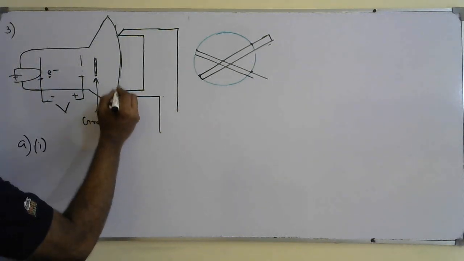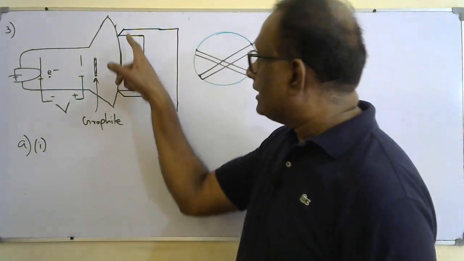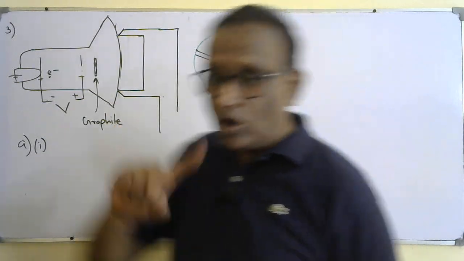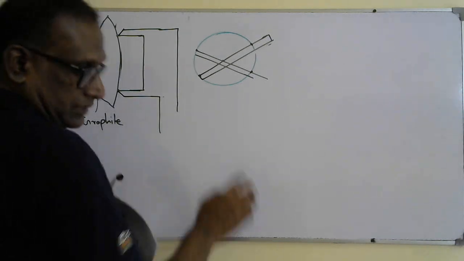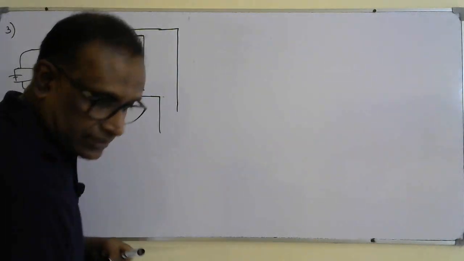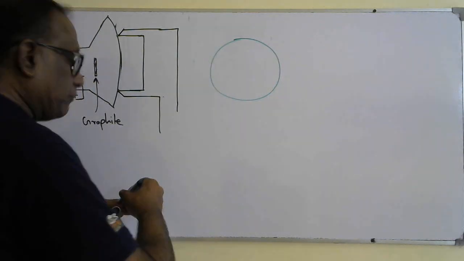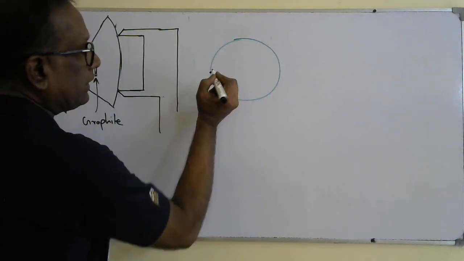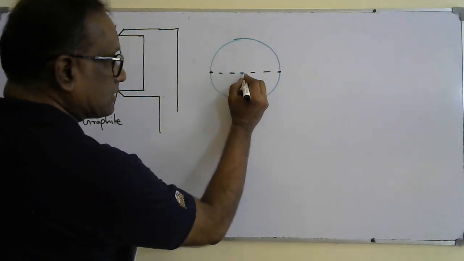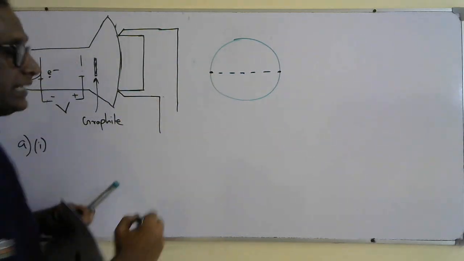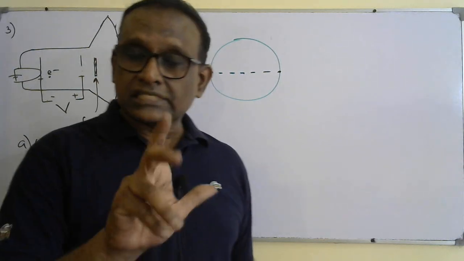If I keep the two tips of the jaws of the vernier caliper such that they are on opposite ends of the circumference, so I'll draw it again that way. This is one of the rings. If I keep one tip of the jaw at this point, the next tip should fall on exactly the opposite point. That line should pass through the center. Then take the reading of the vernier caliper. We can measure the diameter of the circular ring.